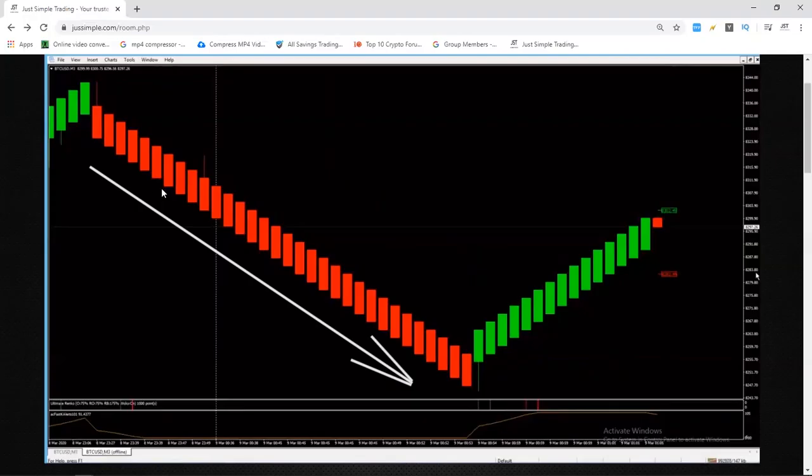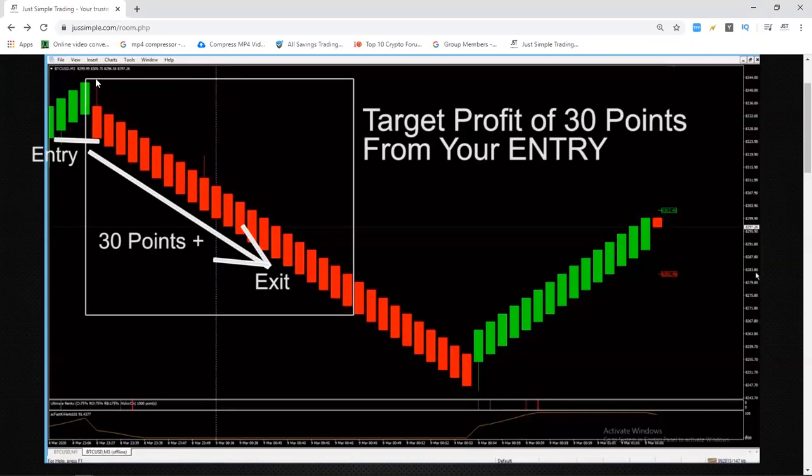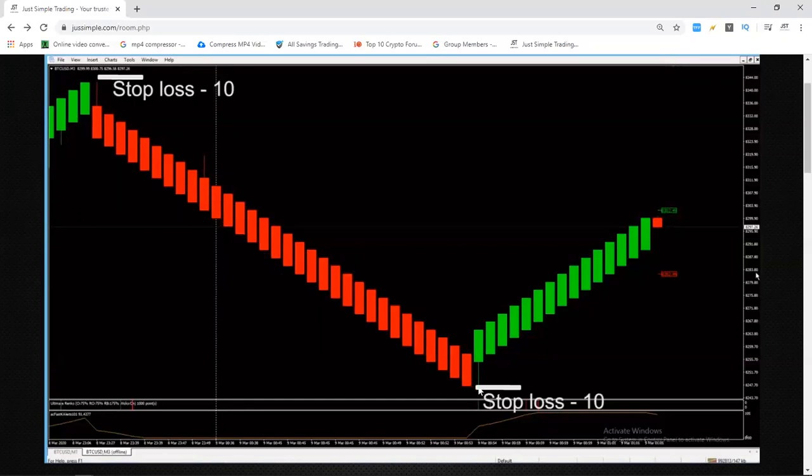And we can either hold it for the whole trend on the reversal, or we take a target of 30 points and a stop loss of 10. So the stop loss is at the bottom of the opening candle. As you can see, this wick, this is the wick. It forms a wick when it reverses.